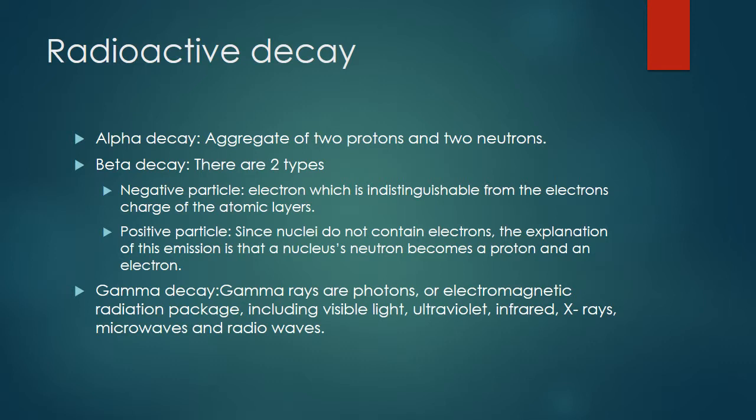Gamma decay. Gamma rays are photons or electromagnetic radiation packets, like visible light, ultraviolet, infrared, X-rays, microwaves, and radio waves. They have no mass and no charge, and only provide energy emitted as a waveform. Consequently, when a gamma ray is emitted by a nucleus, it remains as the same nucleus, but in a lower state of energy.